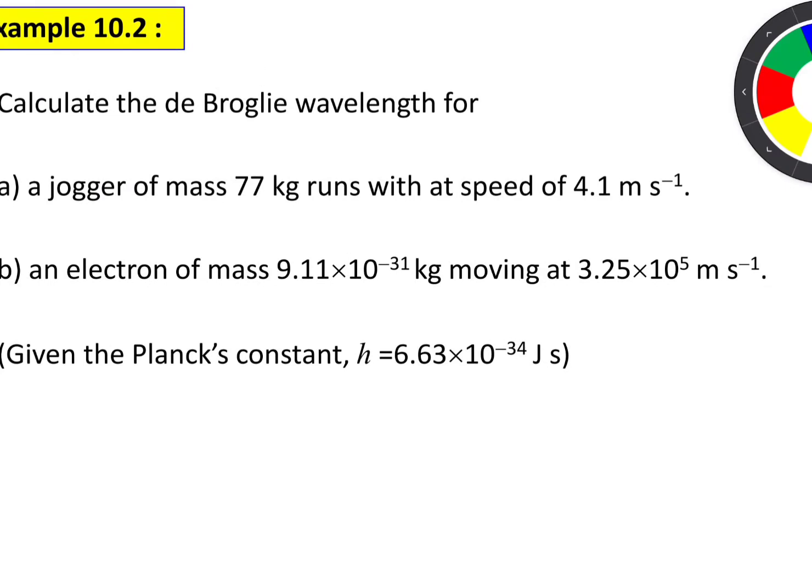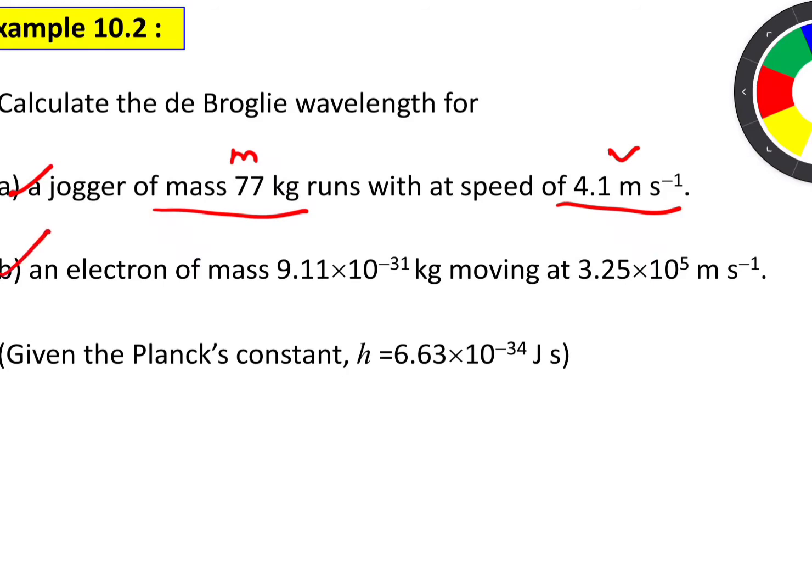Okay, tengok example 10.2. Dia suruh calculate the de Broglie wavelength for a jogger, mass given is 77 kilogram, run with the speed 4.1 meter per second. So dia dah bagi mass and then dia dah bagi speed. Dia suruh cari de Broglie wavelength.